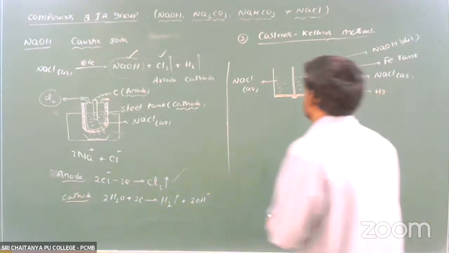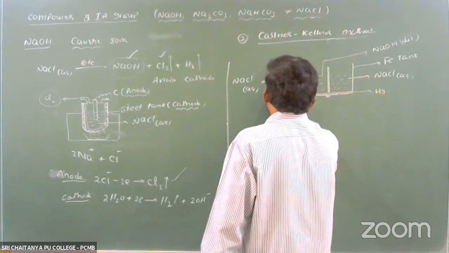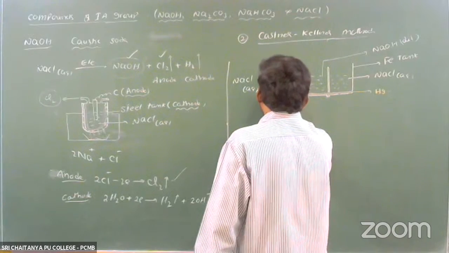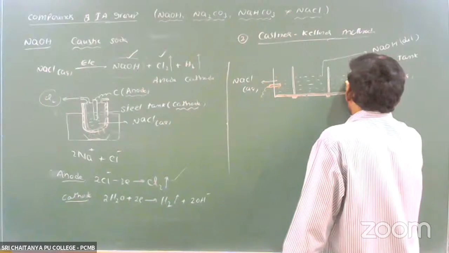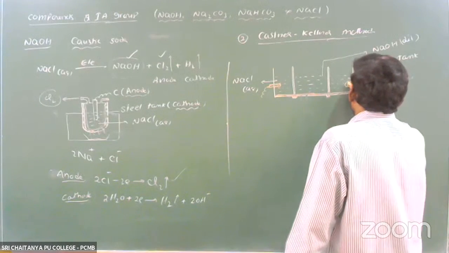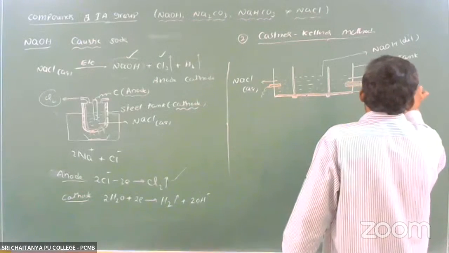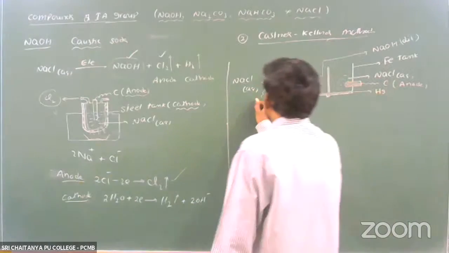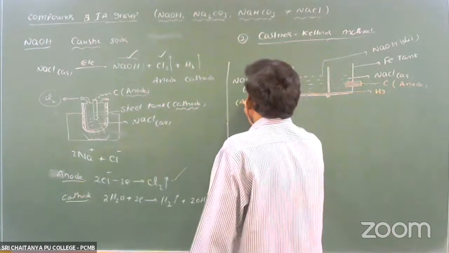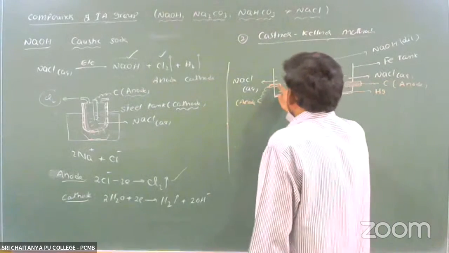Next, in the side compartments, graphite rods are arranged. So this graphite rod acts as anode. Graphite acts as anode.